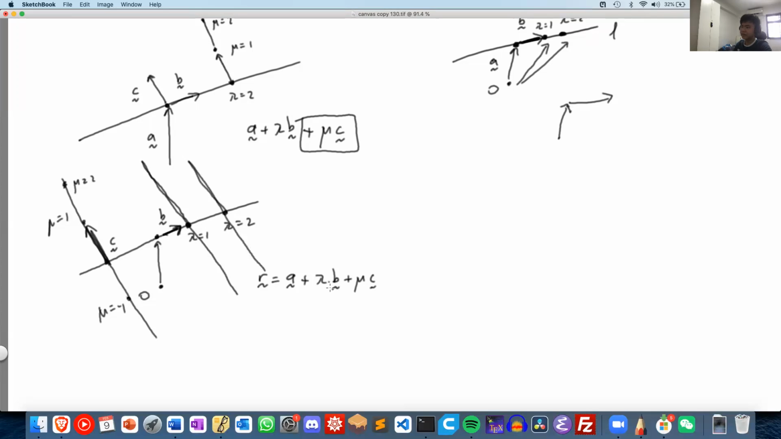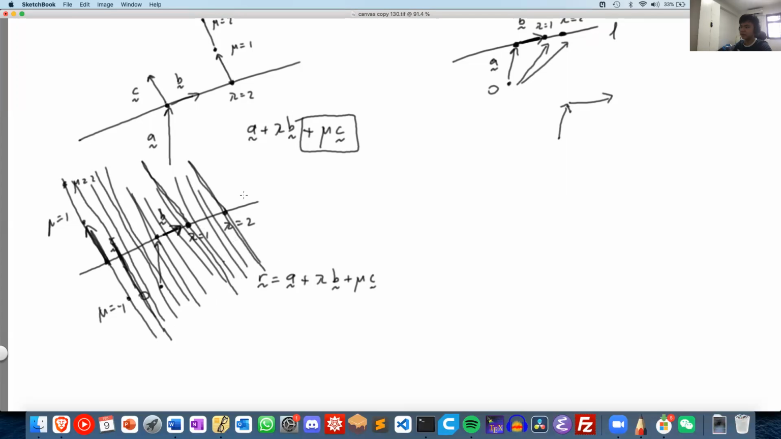And if we let mu and lambda be any real number, then you can imagine that every single point in between all these lines will have its own line flying out. And in the end, that's precisely how you define a plane.